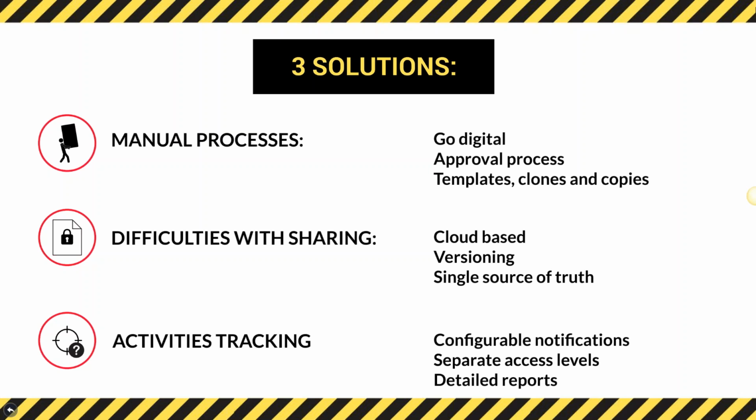And these are all things that the effective software system is designed to do. It's a digital cloud-based system. It has your approval process built in. Everything is working towards using templates, clones, and copies so that you can reduce how much effort you're putting in. And you want to have that versioning system so you're getting your single source of truth, but you want that oversight as well, based on access levels and your reporting, to see what's going on and where.